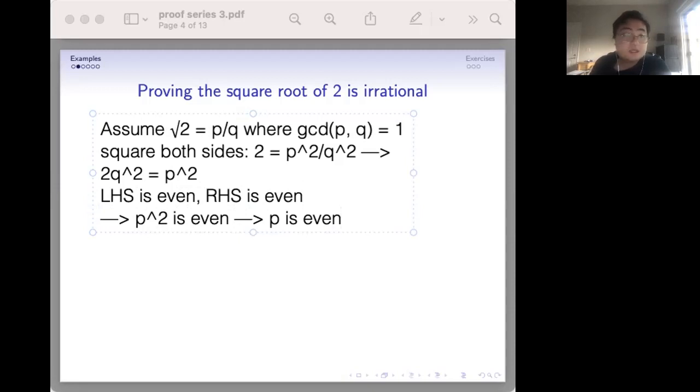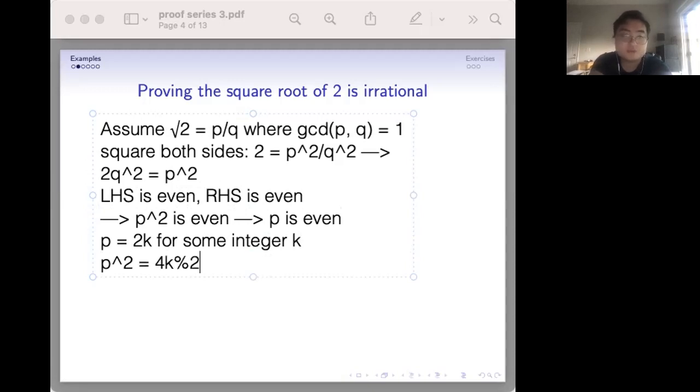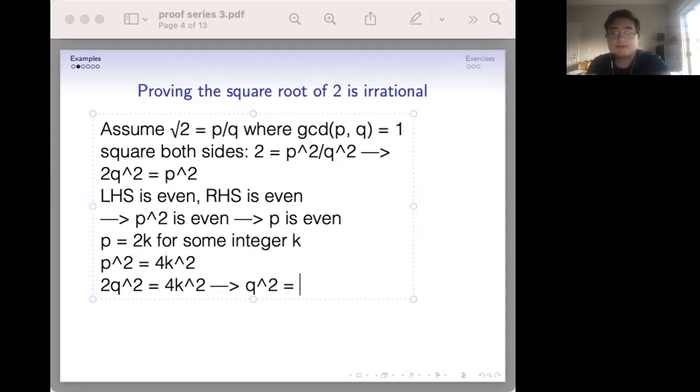So if p is even, that means p can be written in the form 2k for some integer k, right? That's what it means to be an even number. That means p squared would be 4k squared. If 2q squared is equal to 4k squared, what does that make q squared equal to? Well, that makes it equal to 2k squared. But again, that means q squared is also an even number, which means q is even.